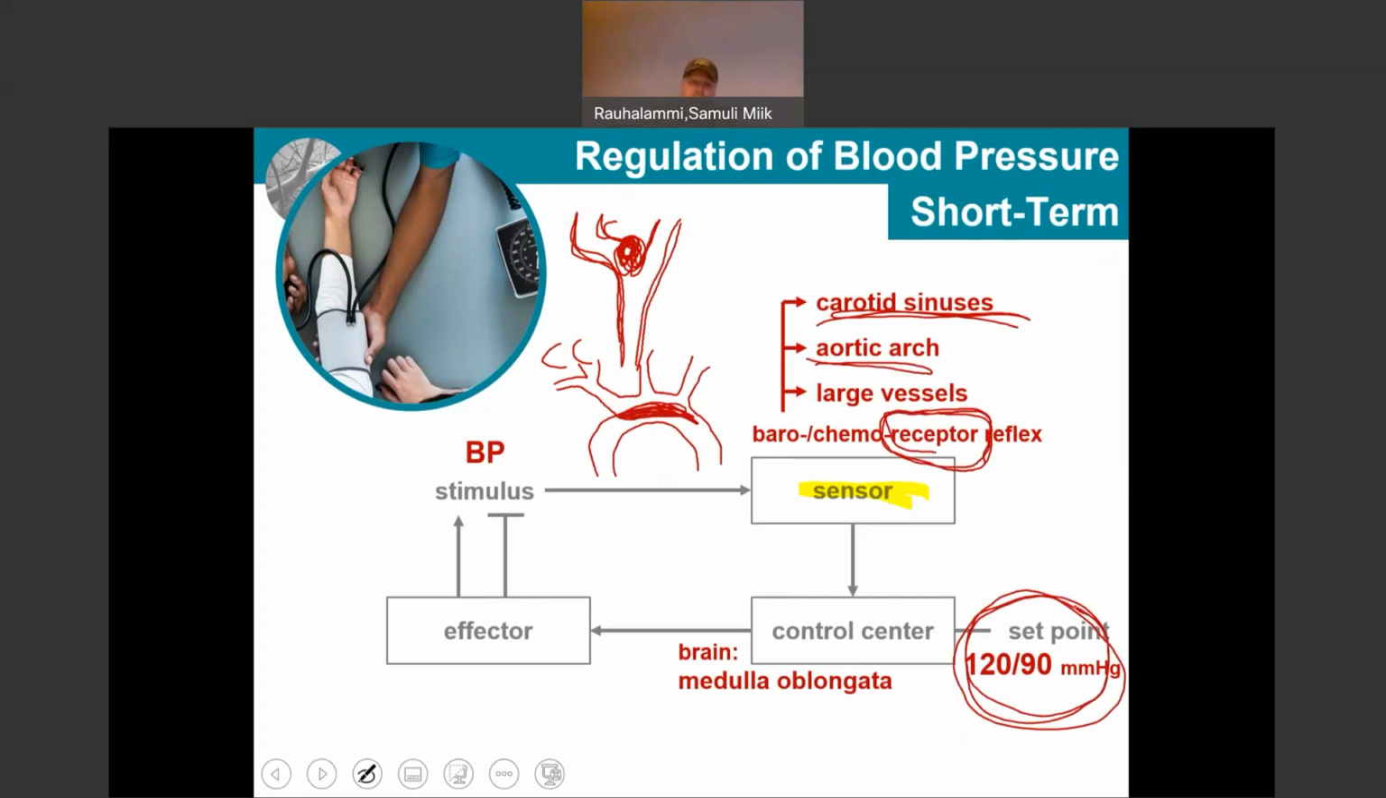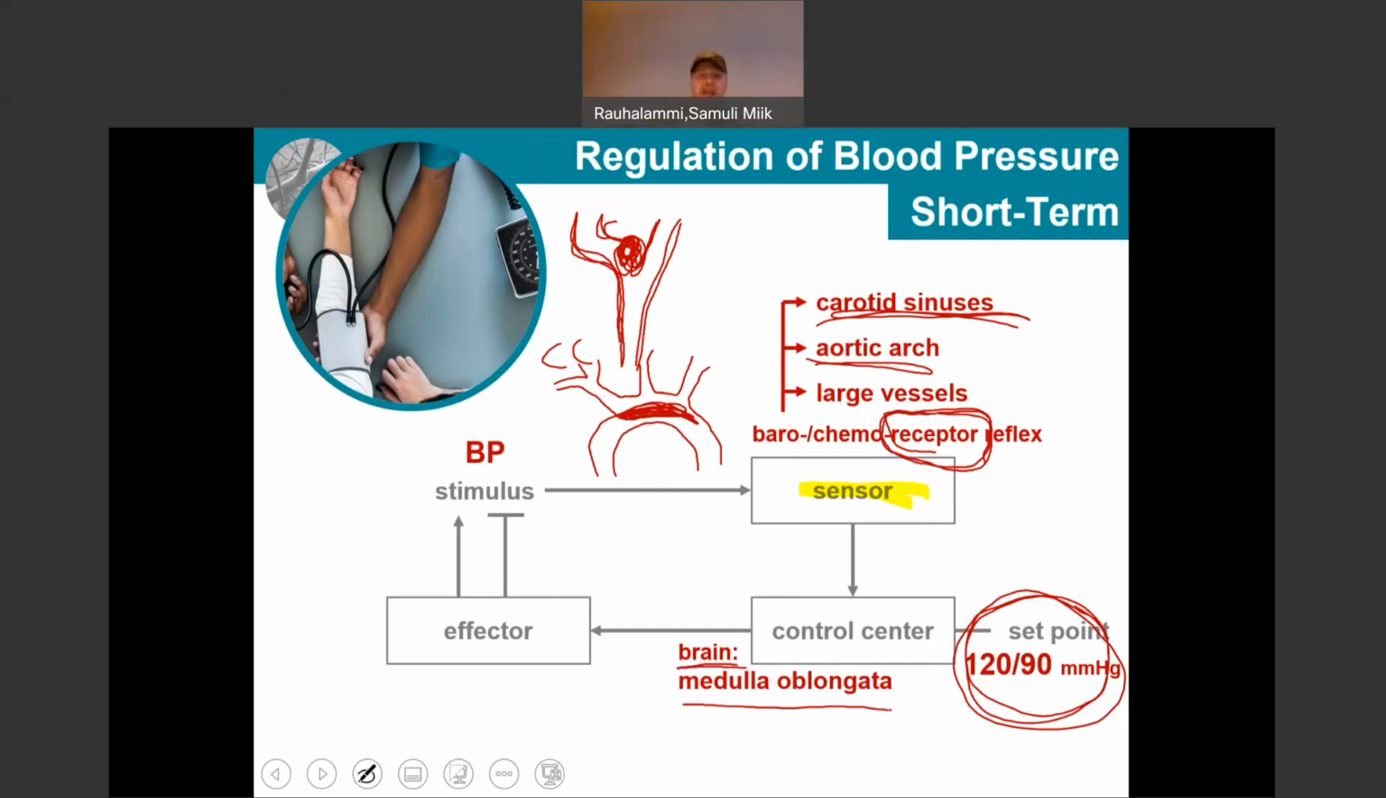And of course, the control center, like I said, is within the brain, and in particular for the blood pressure within the medulla oblongata, often just called medulla. Remember, this is one of the more early developed parts of your body, both in your individual development, but also in evolution, very well protected, very important structure.